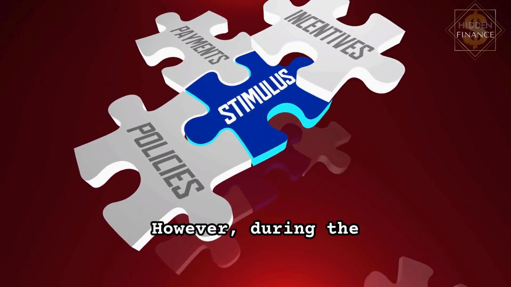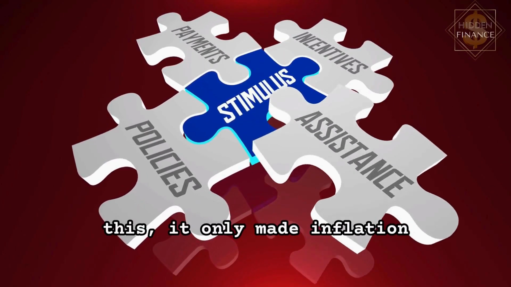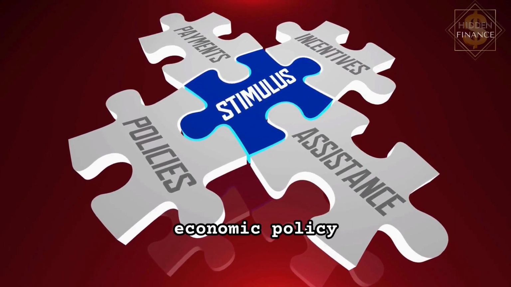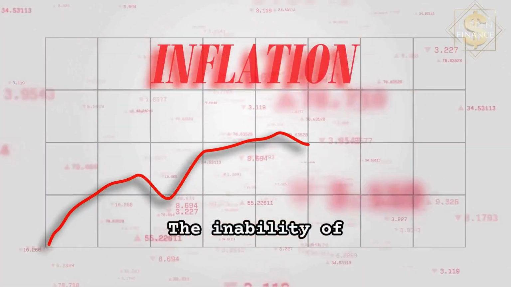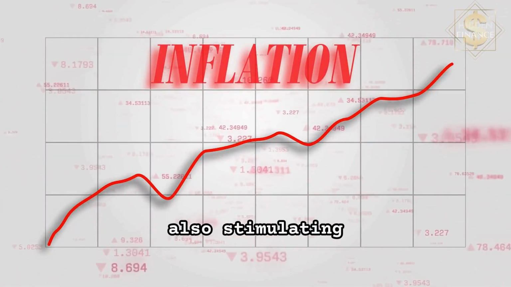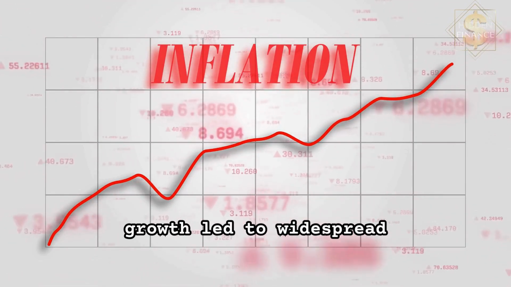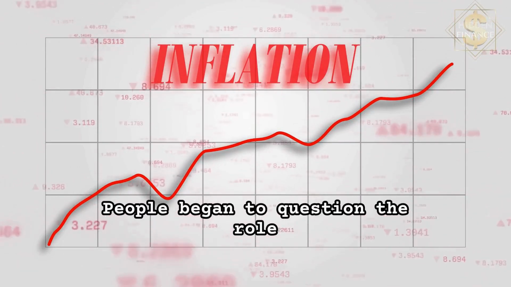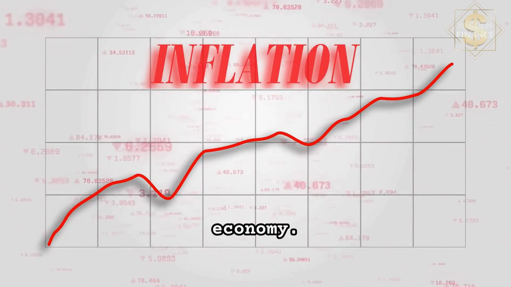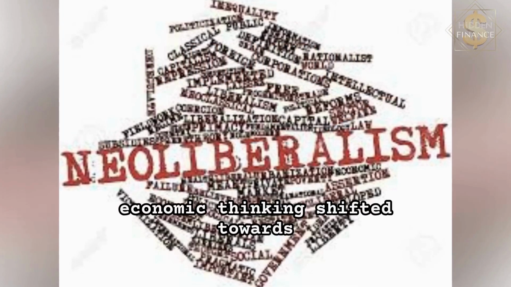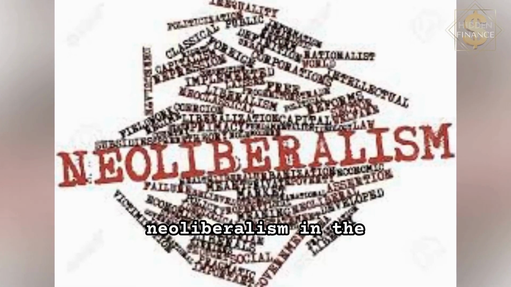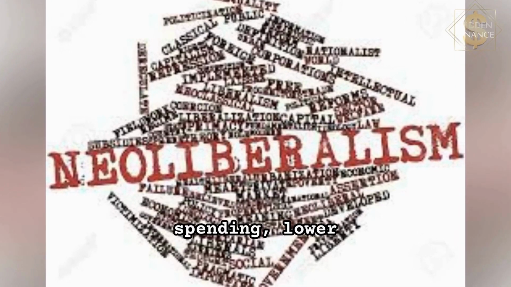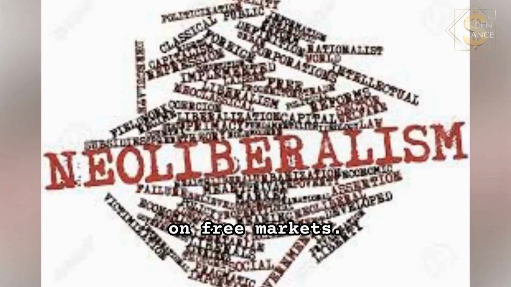However, during the 1970s, when governments tried this, it only made inflation worse without improving growth, leading to an economic policy conundrum. The inability of governments to control inflation while also stimulating growth led to widespread disillusionment with Keynesian economics. People began to question the role of government intervention in the economy. As a result, economic thinking shifted towards neoliberalism in the 1980s, which advocated for reduced government spending, lower taxes, and a greater reliance on free markets.